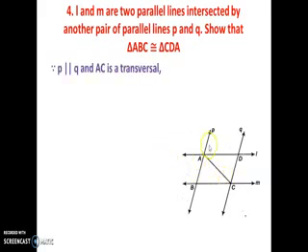First, they have given that P and Q are the two parallel lines. So AC is a transversal, isn't it? This is the line which intersected these two parallel lines at two different points A and C.